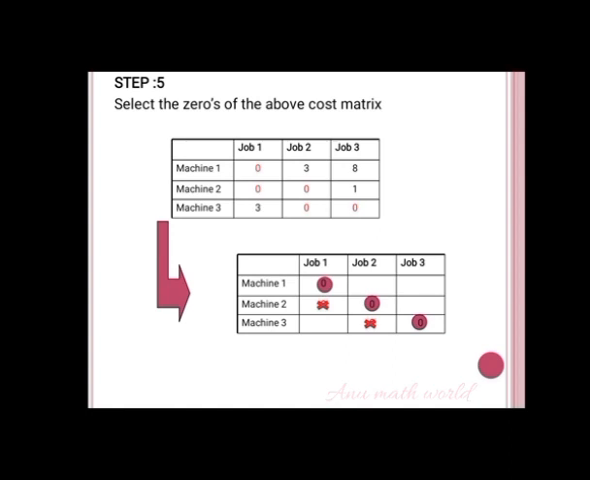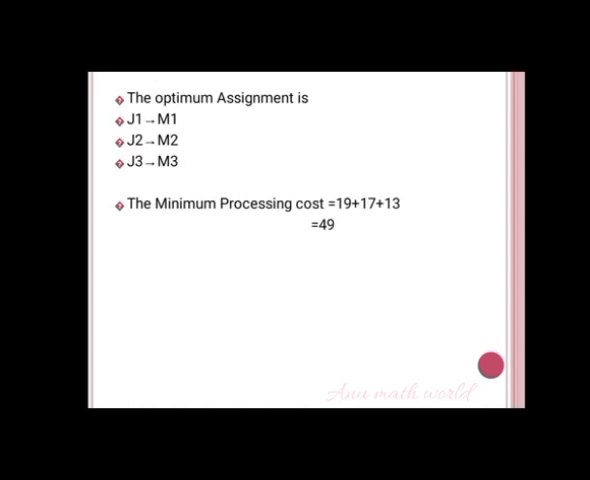Then we have to add the values of these zero positions from the given cost matrix. The optimum assignment is job 1 to M1, job 2 to M2 and job 3 to M3. For the minimum processing cost, in the first given table, we choose the values at the zero positions. So J1 to M1 is 19, J2 to M2 is 17 and J3 to M3 is 13. The total cost is 49. This is the minimum processing cost for the given assignment problem. Thank you.